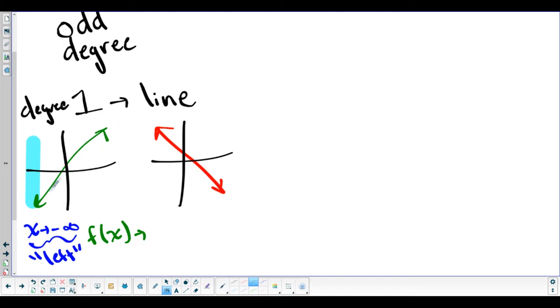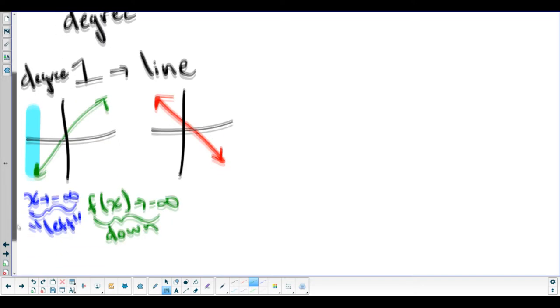Well, as I look to the left side, my graph is approaching down, right? It's going down. It's below the x-axis, it's negative, which means as x goes to the left, f of x is going down. F of x is approaching negative infinity, right? This just means down. Okay.